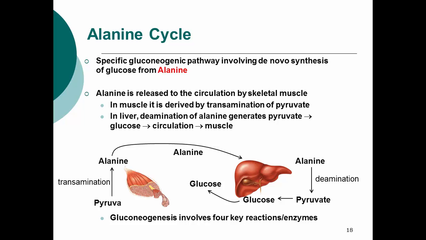Yeah. So that's why this is called the alanine cycle. And I just want to mention, because in the liver, alanine is converted to pyruvate, right? Pyruvate then enters gluconeogenesis. So if alanine is the precursor, then it will also go through the 4 reactions, right?